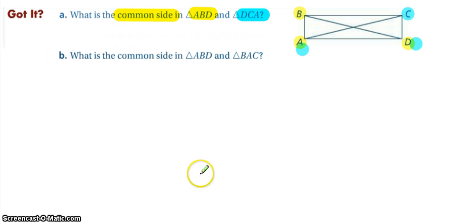One thing that I think is really convenient when approaching problems like this is to highlight or color code. So if I look at triangle ABD, it's this right triangle using the bottom and the left side, and then my hypotenuse across the middle. And then triangle DCA is again a right triangle, but now my hypotenuse is crossing the other direction. I'm using the right side and the bottom, so they both share this bottom side here, or AD.